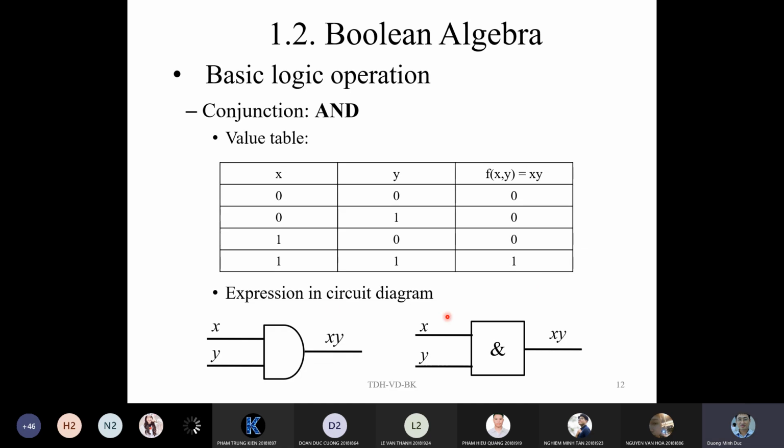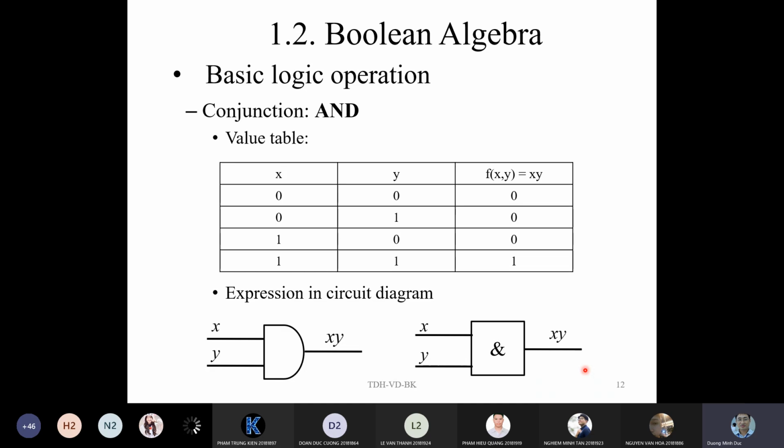Okay, and these are the expressions in the circuit diagram. This x and y is x multiply y, or x and y, and here is the symbol, how to call this in English, I forget, this one, and x multiply y. So this is the expression in the circuit diagram.